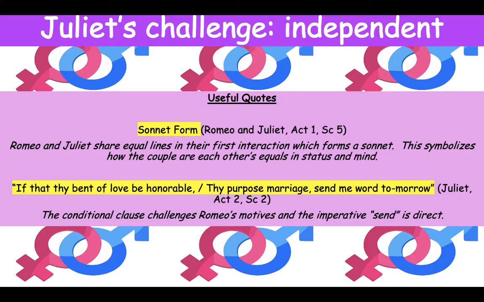And then look at the balcony scene. Look how direct Juliet is with Romeo. "If that thy bent of love be honourable, thy purpose marriage, send me word tomorrow." In other words, if you're honourable, if you're honest about how much you love me, then tell me tomorrow if you'll marry me. That's how direct she is. So the conditional clause "if" challenges Romeo's motives. She questions him. She doesn't just trust him, she's questioning how honest he is about his love. And the imperative "send" is direct, it's forceful, it's commanding. And so we're seeing a girl that's actually taking control of her own relationship and not depending on her parents, as would be expected.